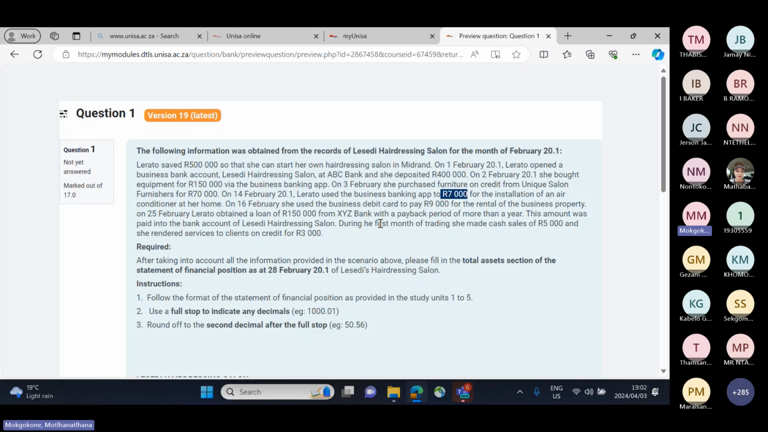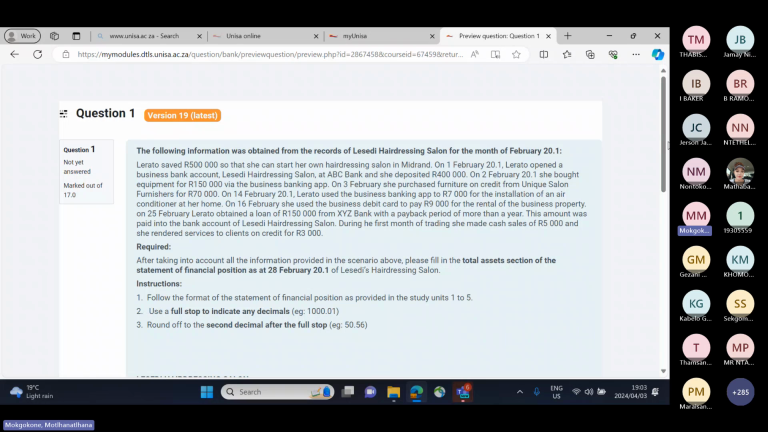Then during the first month of trading, she made a cash sale. Here she made a cash sale. That means our bank account is also increased by the 5,000. Then if you add them all, they will give you a total of cash and cash equivalents. Let me add them all.